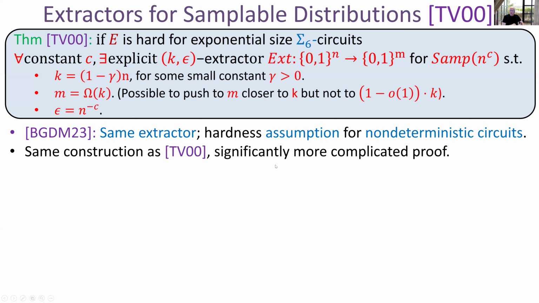They use the same construction as Trevisan and Vadhan, the exact same construction, but their proof is significantly more complicated in order to use this weaker assumption.